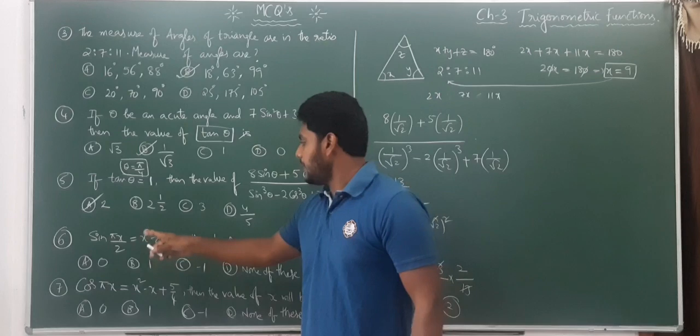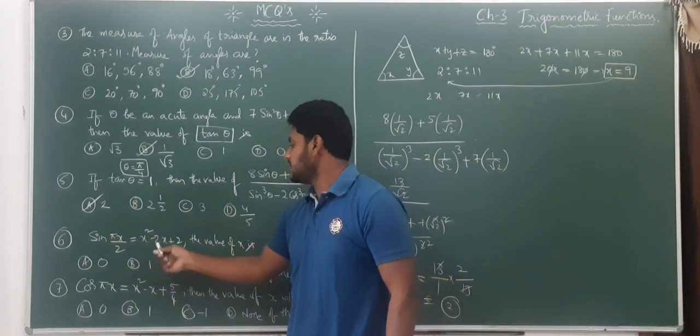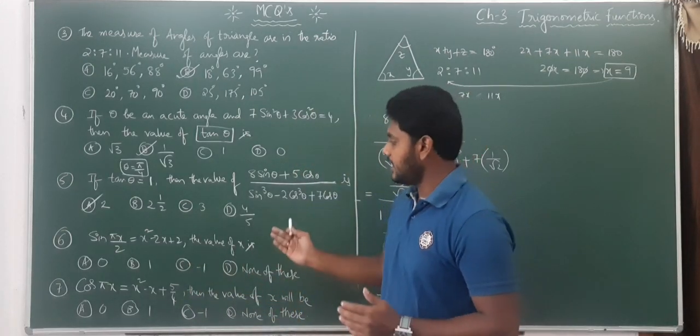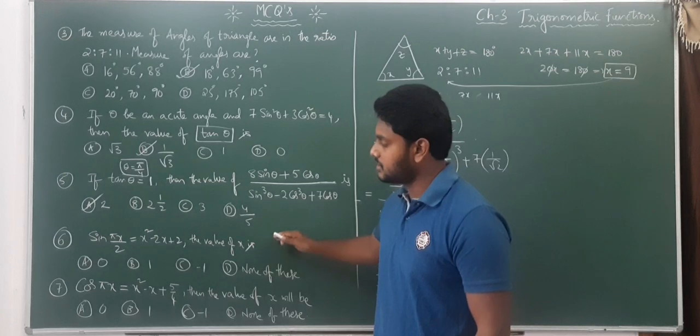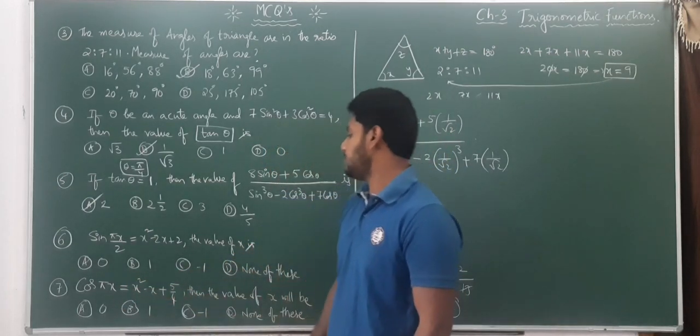Next, sin(πx by 2) is equal to x² − 2x + 2. Then the value of x is. Next, again similar to this, question number 6 is 7 also. cos(πx) is equal to x² − x + π by 4.